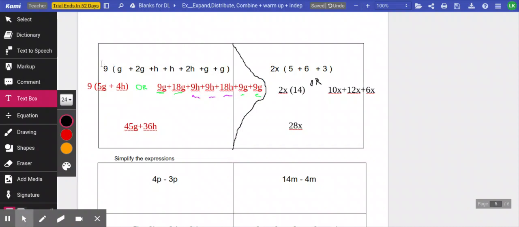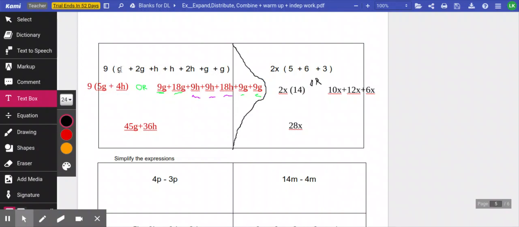So way one would be 9 times g to get 9g, 9 times 2g, 18g, 9 times h to get 9h, 9 times h again to get another 9h, 9 times 2h, 18h, 9 times g, 9g, 9 times another g is another 9g. Then you could add up all the g's and all the h's, and you get 45g plus 36h. Notice this takes up a lot of space. So I might recommend using this strategy instead.